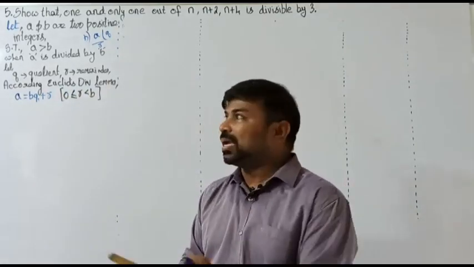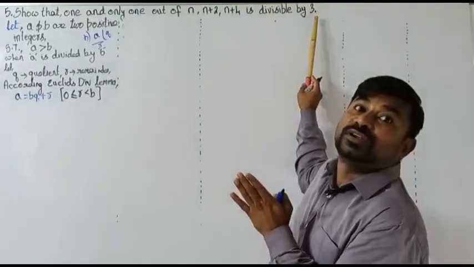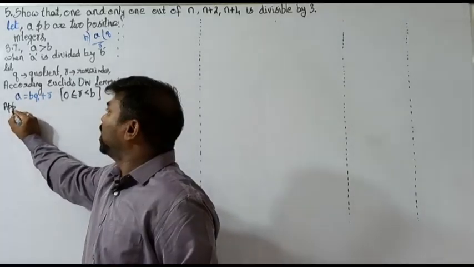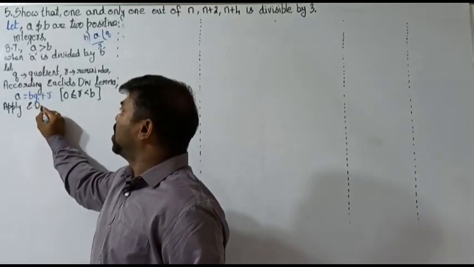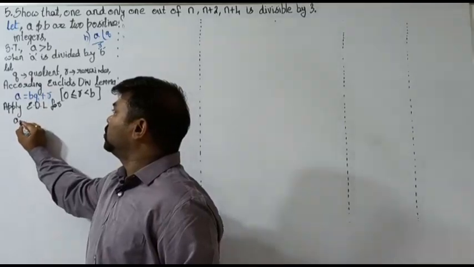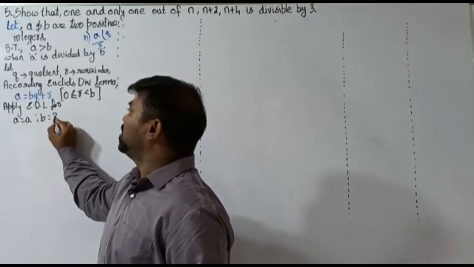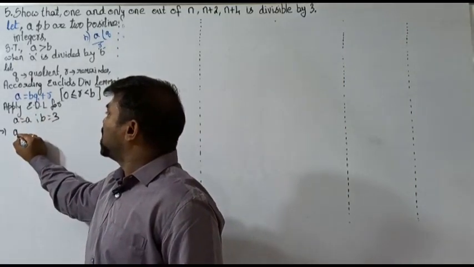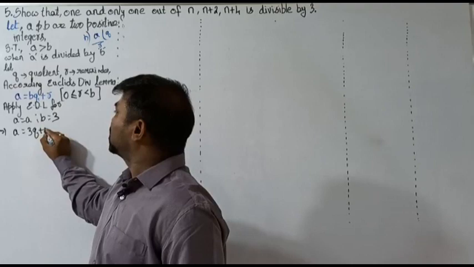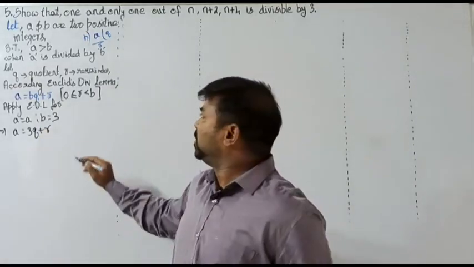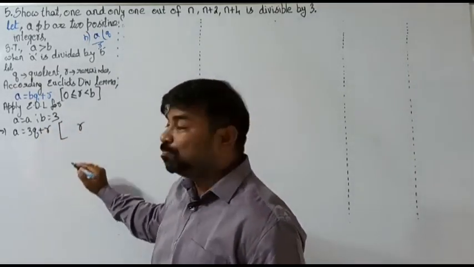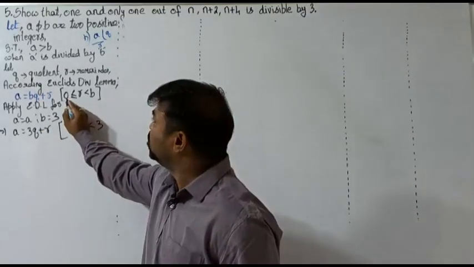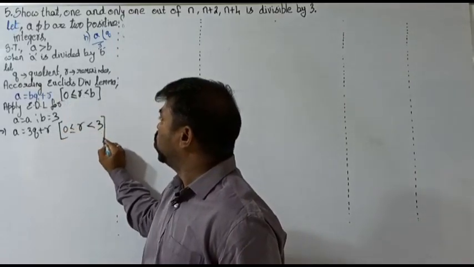Now apply the same Euclid's division lemma for B equal to 3. Applying Euclid's division lemma for A is equal to A only, but in the place of B, let's take 3. Now what does it become? It becomes A is equal to 3Q plus R, the remainder. Then what will be the remainders? As I said, the remainder should be less than B. What is the B we have taken? 3. And the remainder should be greater than or equal to 0.